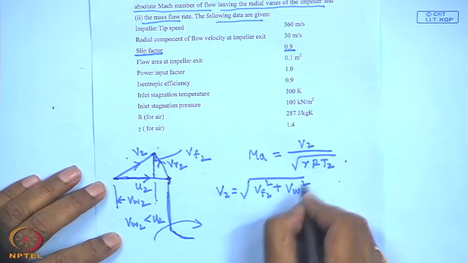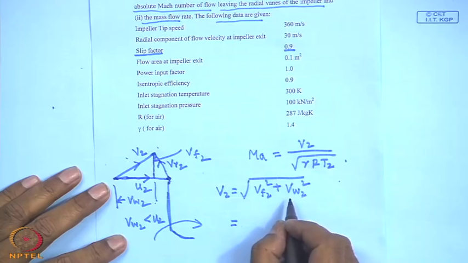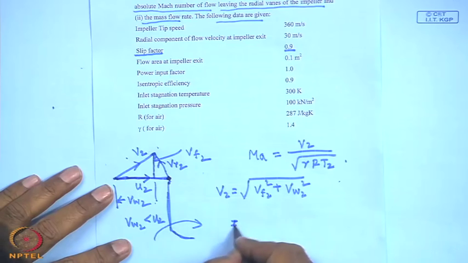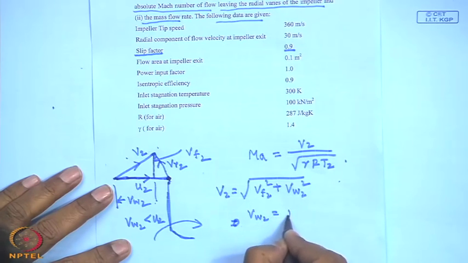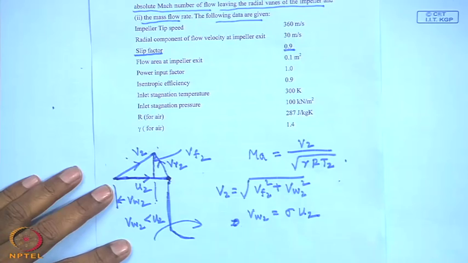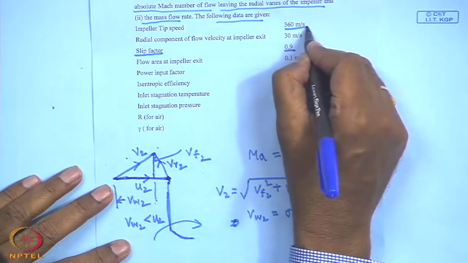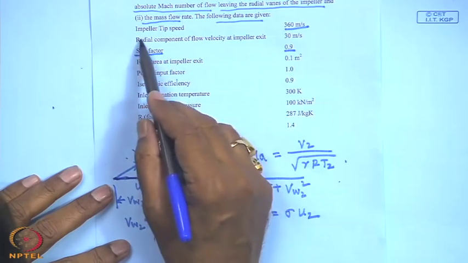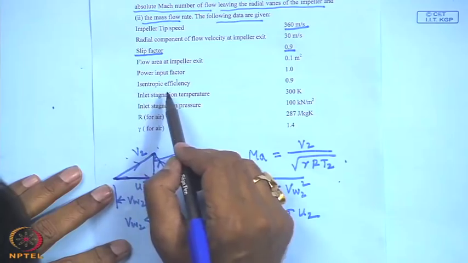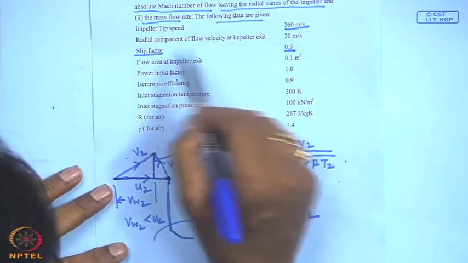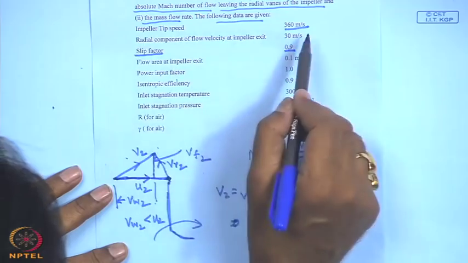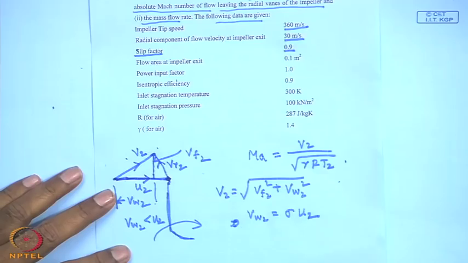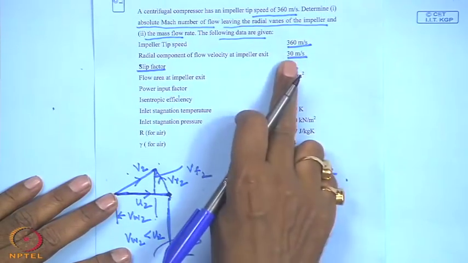VW2 square. Now, VW2 is not U2. This is U2, this is U2. So, VW2 is sigma U2. Now, U2 is 360 meter per second. VF2 is not given directly, but impeller tip speed is given and the radial component of flow velocity is given. VF2 is 30 meter per second. You see that VF2 is 30 meter per second.